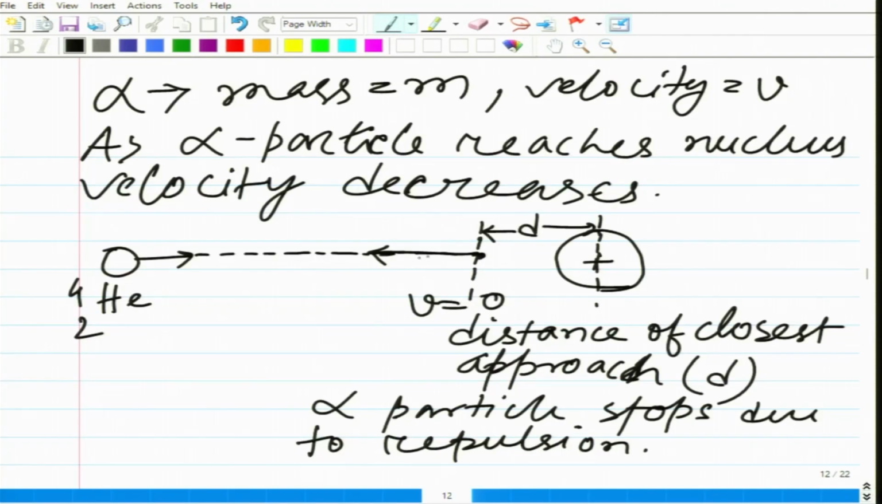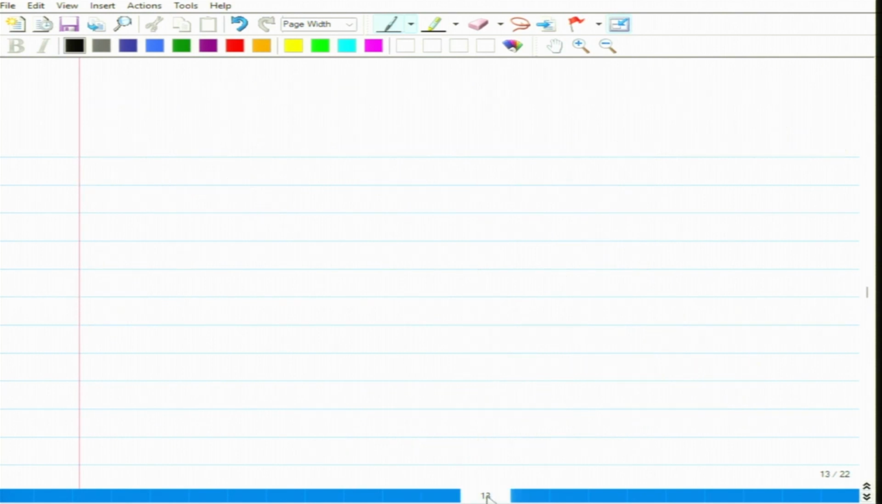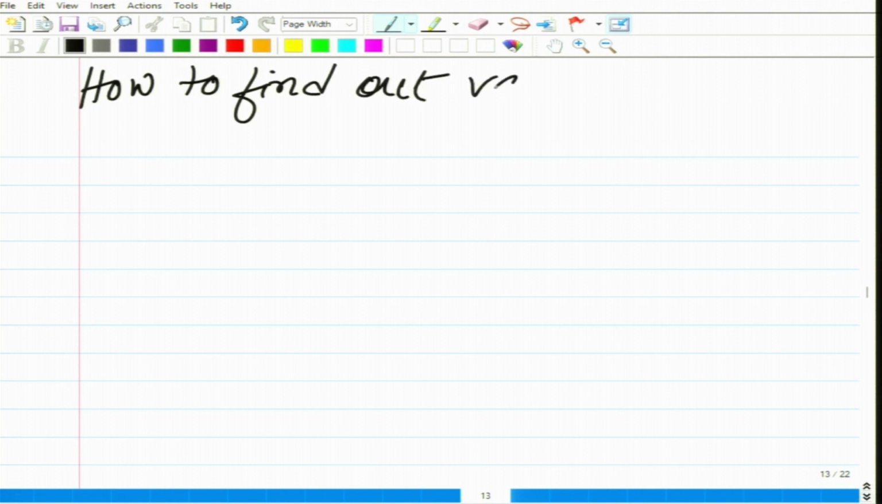So we have seen what the distance of closest approach is, that is the distance where the alpha particle will stop near the nucleus due to the repulsive force. So now we will see how to find out the distance of closest approach, how to find out the value of d.